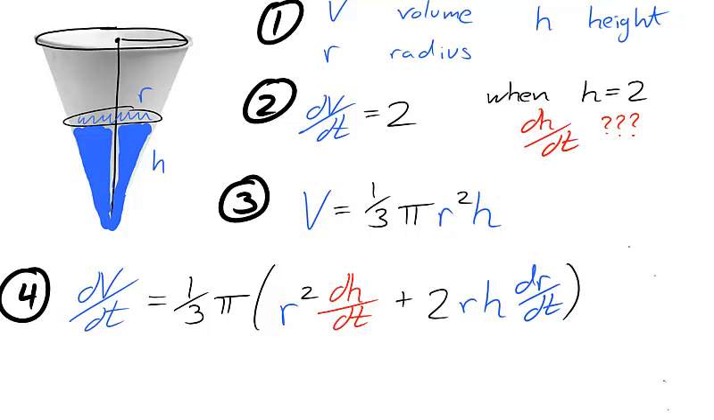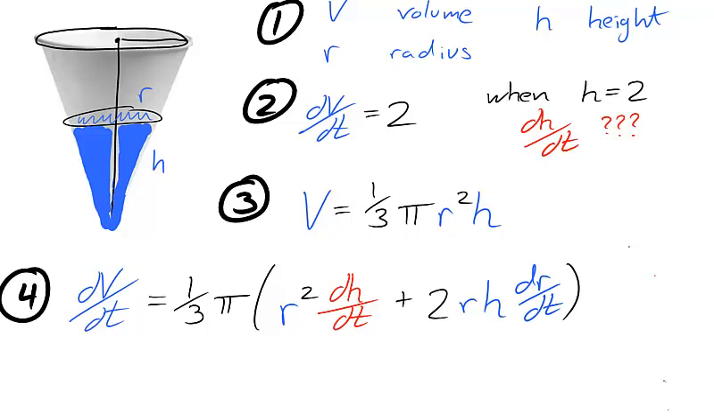Differentiating with respect to t and being careful to use the product rule on r squared h, we relate the rate of change for our three variables. Now, we have information on h and dV/dt, but we are left to calculate, if possible, the values of r and dr/dt. Fortunately, we can use the geometry of a cone to help us along.